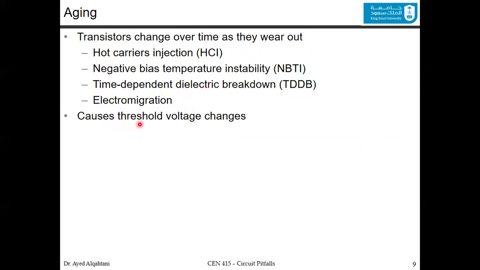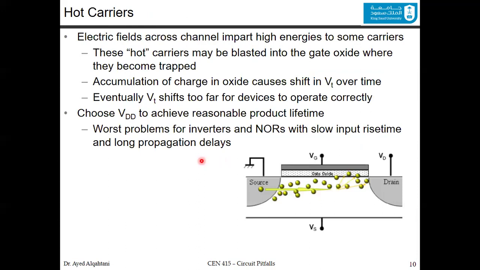Usually it causes threshold voltage changes. We want the threshold voltage to be as small as possible. Usually they cause the threshold voltage to change, increase, and become not stable, and so on. So let's start with the hot carriers.